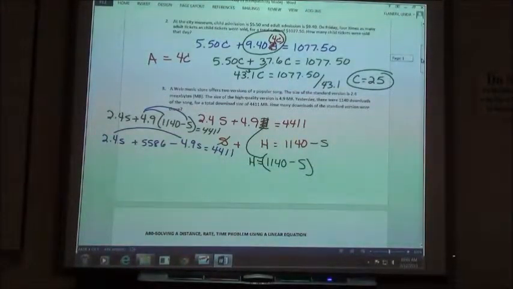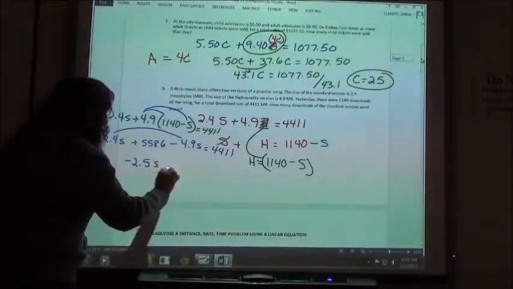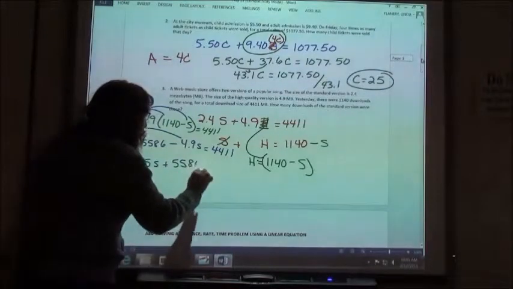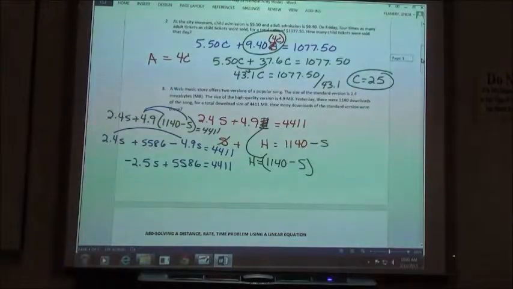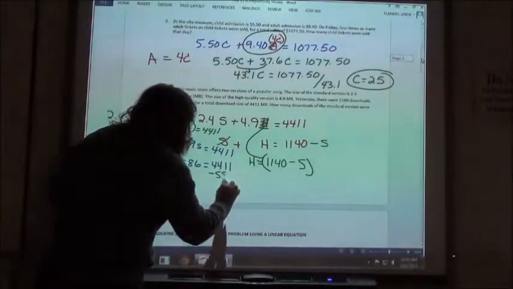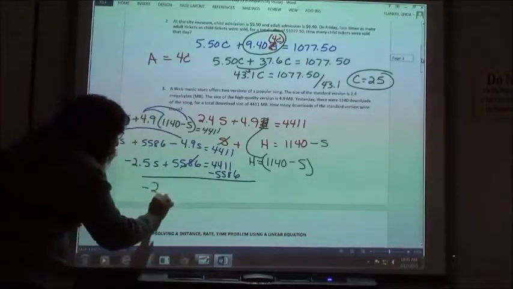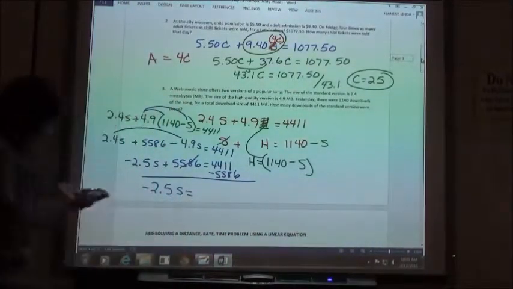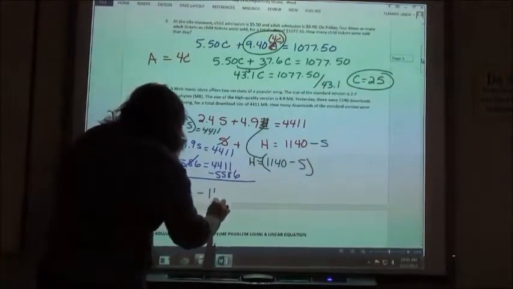So combining my like terms, I'm going to combine the S's. 2.4 minus 4.9 is negative 2.5S plus 5586 equals 4411. I then have to get the S by itself, so I'm going to subtract my 5586. So negative 2.5S equals 4411 minus 5586, equals negative 1,175.